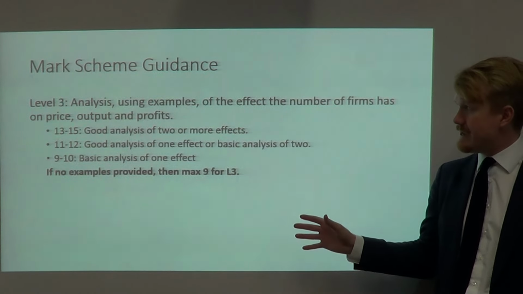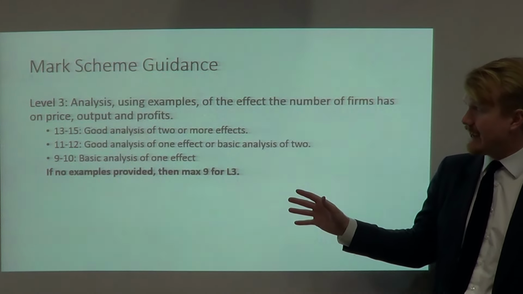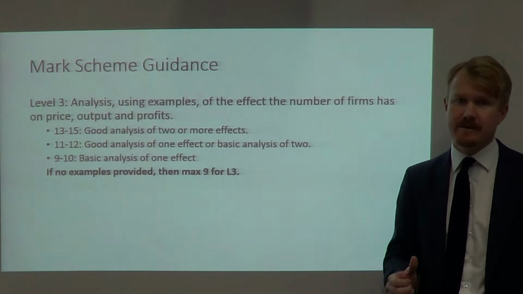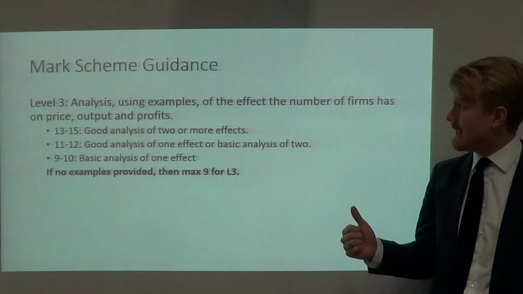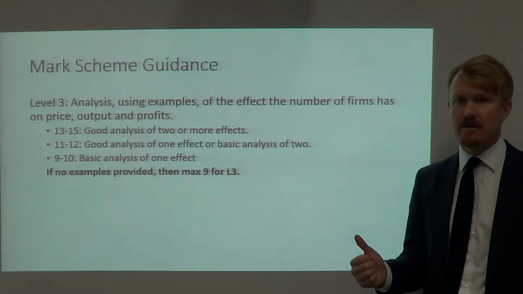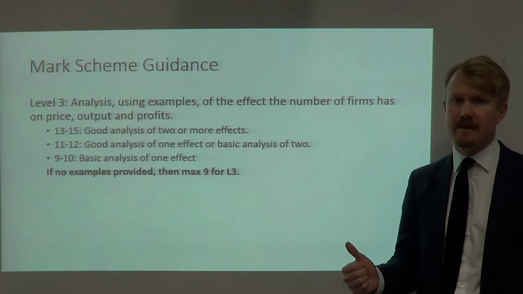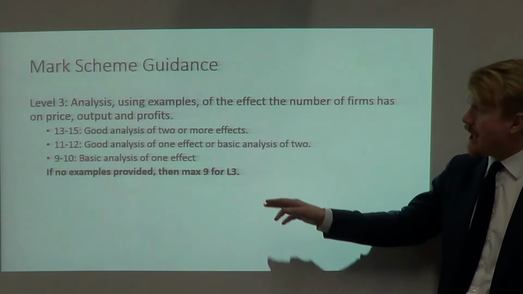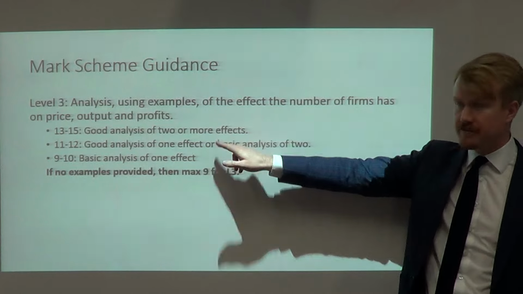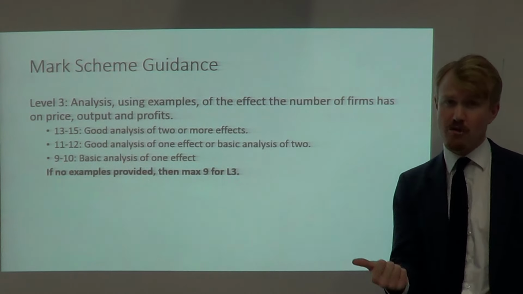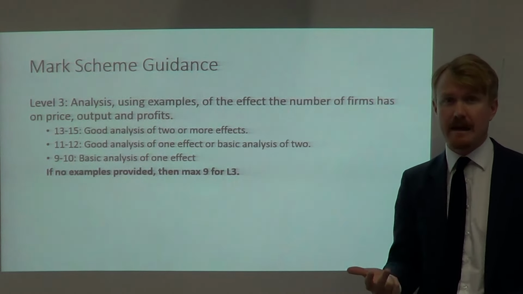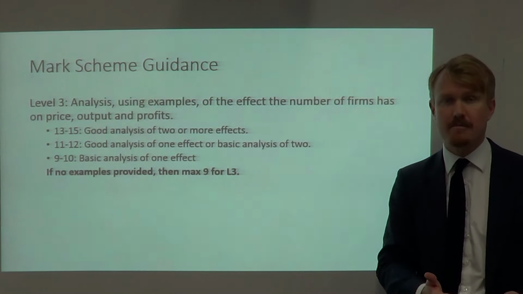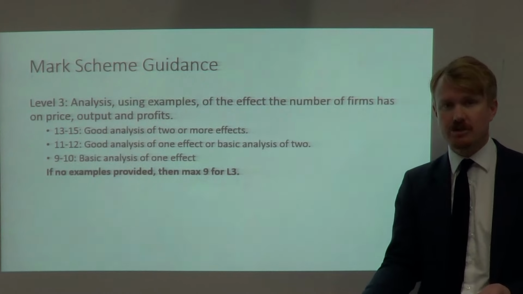To get level 3, which is to say between 9 and 15 out of 15, which is where we all want to be shooting at, you need to be using analysis which is using examples of the effect the number of firms has on price, output, and profits. So to get up in the upper level, we want good analysis of 2 or more effects. So you look at price, look at output, look at profits, and compare them between an industry with little competition and an industry with lots of competition.